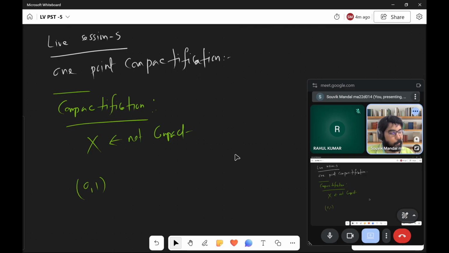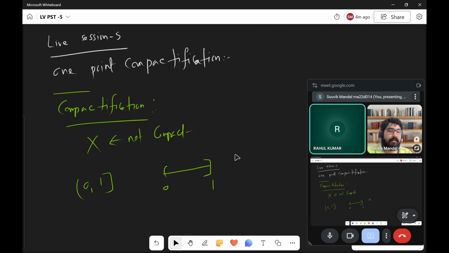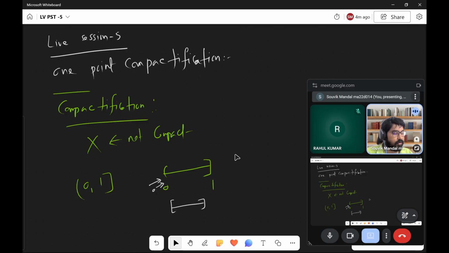For example, the interval open 0, closed 1. Is it compact? No, sir, on the real line it is not compact. Since it is not compact, we add the point 0 here so that it becomes closed 0 comma closed 1. Now [0,1] is a compact set by the Heine-Borel theorem. This process of creating a compact space out of a non-compact space by adding one, two, or a few points is known as compactification.